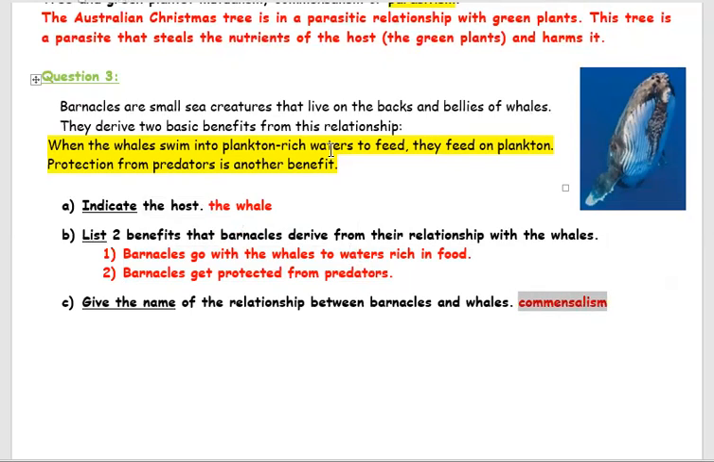In a relationship where an organism benefits and the second one is unaffected, this relationship is called commensalism. Barnacles go to waters rich in food. They feed on plankton, they find food, and they get protected from predators.